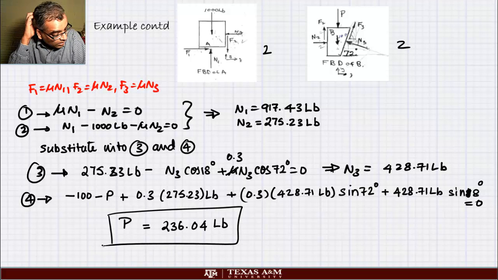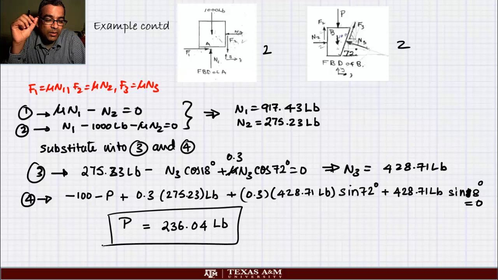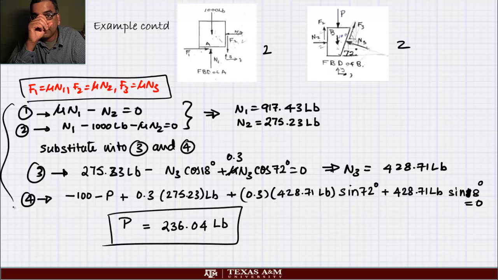So this method actually depends upon drawing the free body diagram correctly, figuring out how many assumptions you have to make, and making those assumptions here. And then the rest of the stuff is just routine algebra. There's nothing more to it. Okay, so that's the trick.